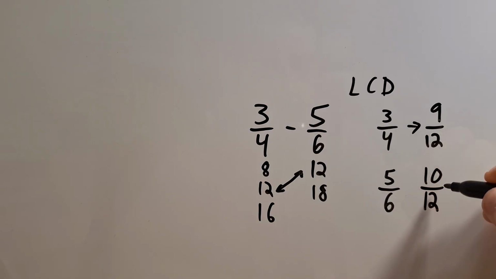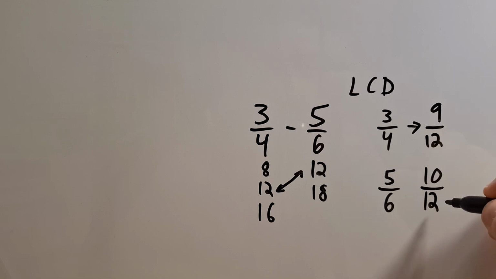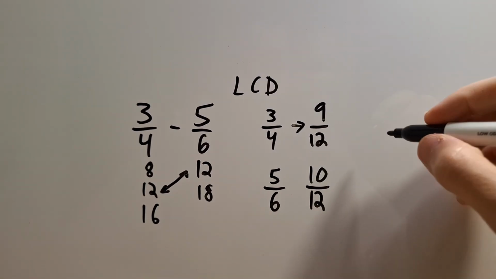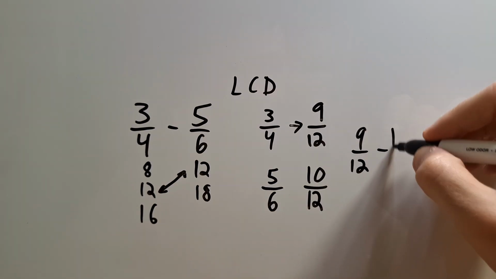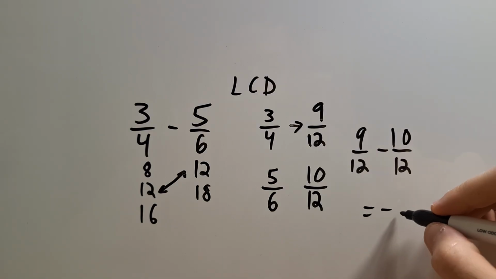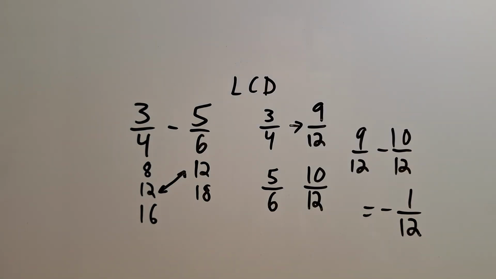Now when I subtract these two fractions, because they do have the same denominator, 9/12 minus 10/12, I will get a negative fraction, but that is okay. That can happen. So 9/12 minus 10/12 will result in negative 1/12. That would be my final answer for this problem.